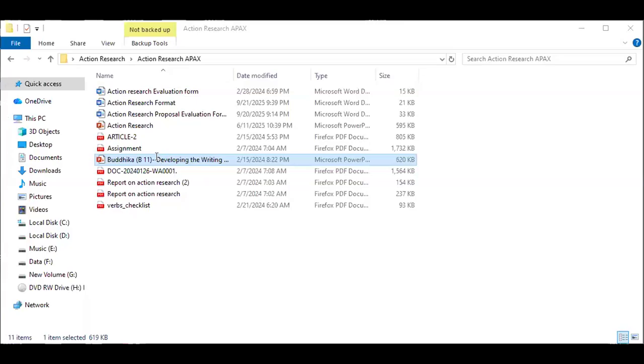Where is it? Can you see the screen? Have I shared it? Yes, ma'am. Can you see the Gantt chart? No, ma'am. Okay, I'll share it.